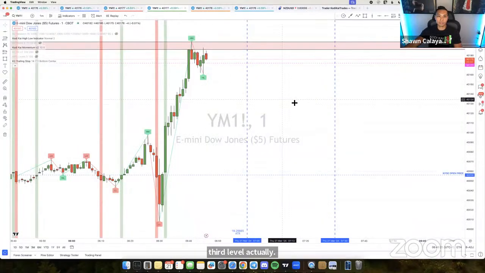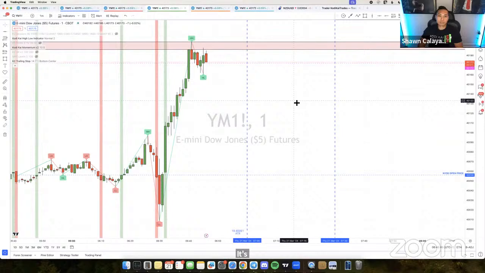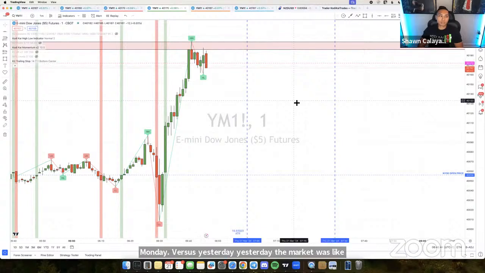PRB could be setting up soon. Just a heads up for anybody who's looking to take it. Looks like we're going to get some consolidation here, maybe until 7 o'clock. It's the same setup as the past couple days, guys. It's just there's more volatility. So this is more similar to how it was moving on Monday versus yesterday. Yesterday, the market was super duper slow. ATR was at 10, it was super slow. There's still movement here.